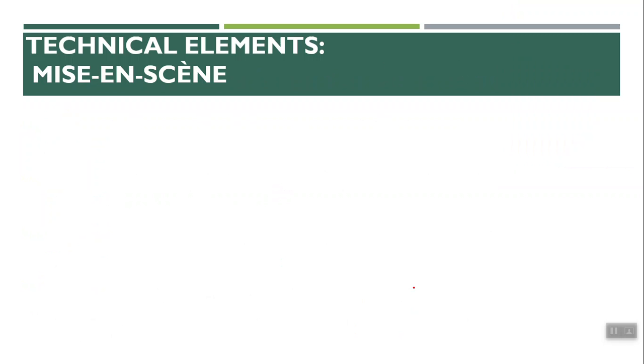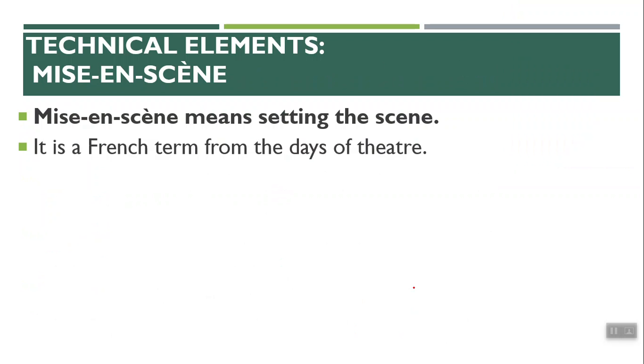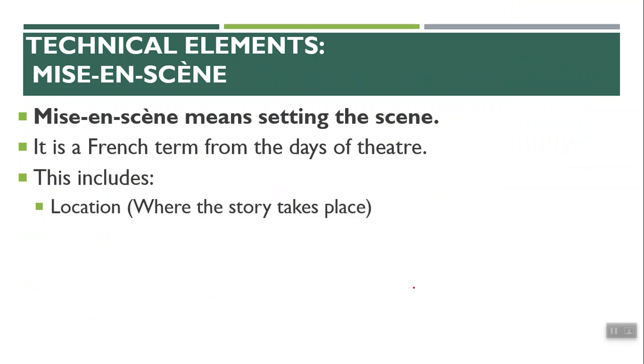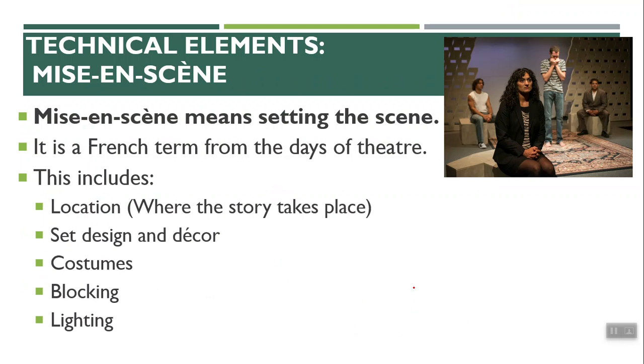Technical elements, mise-en-scène. Mise-en-scène means setting the scene. And this is something we do not get in any other form but drama, when drama is performed on TV or on the stage. It's a French term from the early days of theater. And setting the scene basically includes the location, the set design and decor, costumes, props, blocking, lighting. And we're going to talk about a couple of these.